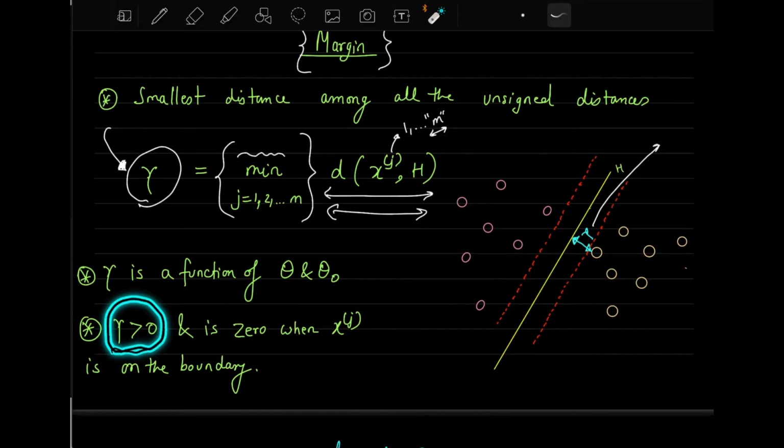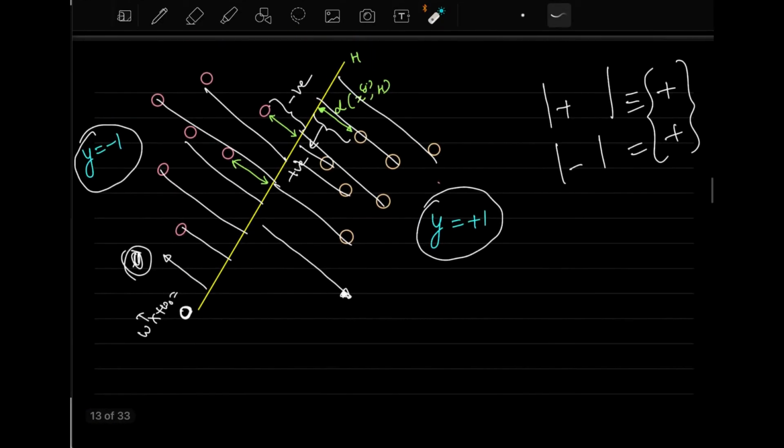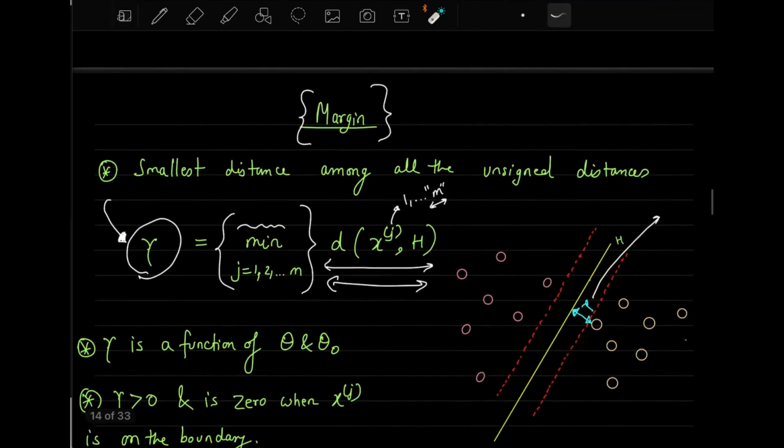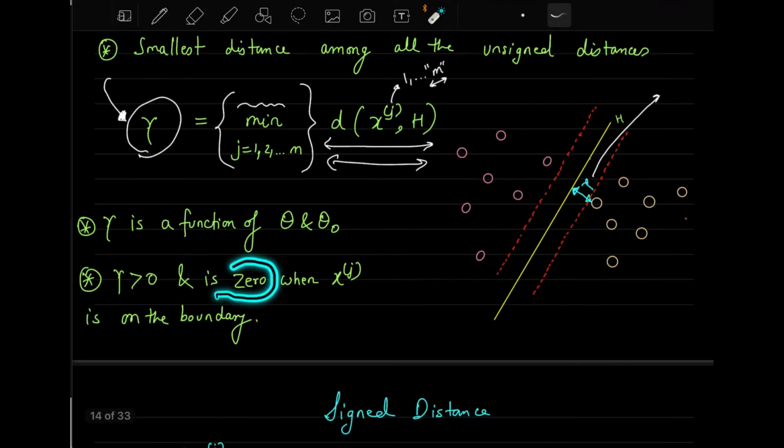Why is it always greater than 0? Because you are actually taking the absolute value, not the signed value. That's why it's always greater than 0, and its value will be 0 when your point lies on the boundary. So if your point lies here, there is no margin at all. So at that point, your gamma is 0. So these are the properties of gamma. That is the margin that we are defining.